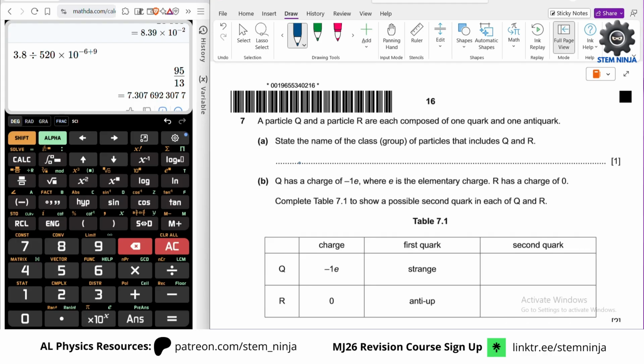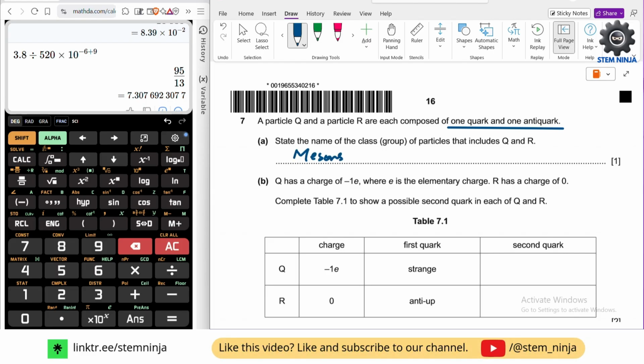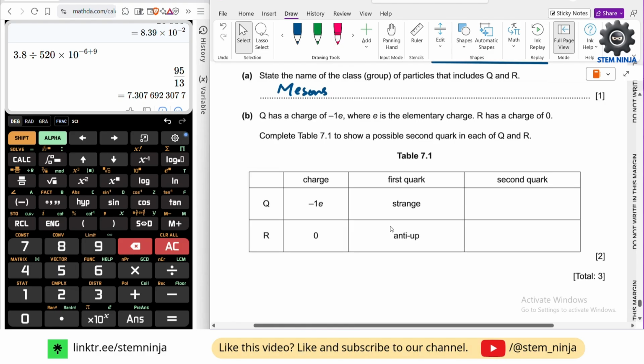Question number 7. A particle Q and particle R are each composed of one quark and one anti-quark. So basically, mesons. State the name of the class or group of particles that includes Q and R. Mesons. Q has a charge of -1e, where e is the elementary charge. R has charge 0.